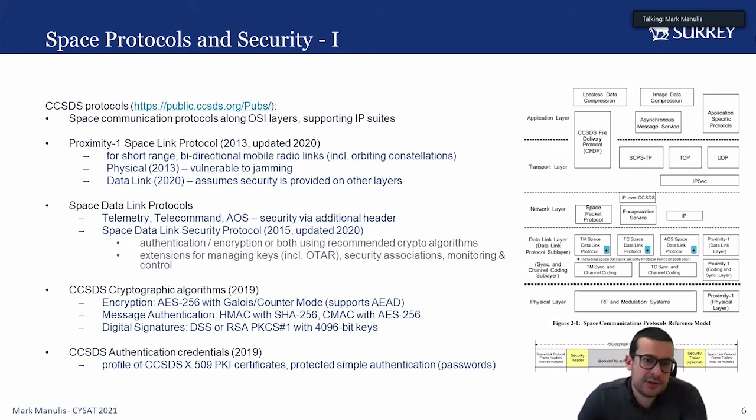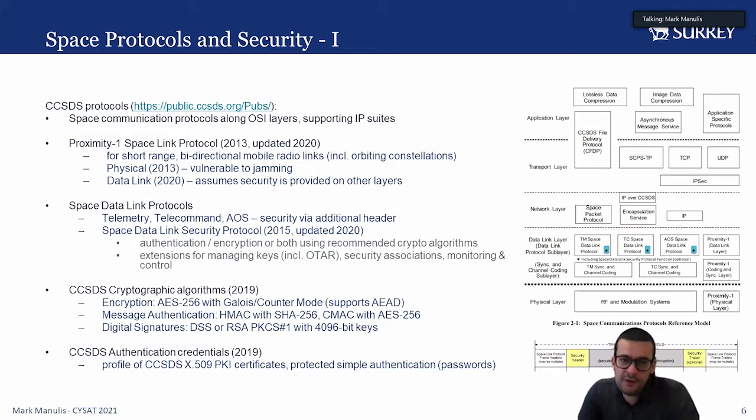So the second set of protocols is the space data link protocols. And these are protocols to basically enable TT&C communication. And these protocols were kind of designed with security in mind, where security is supposed to be provided through an additional header. And this header is described in the Space Data Link Security Protocol, which was published first in 2015 and updated last year. And in that protocol, there is a clear provision for authentication and encryption, as well as the set of recommended cryptographic algorithms to achieve this property. But also, they have provision for the managing of keys, like over-the-air rekeying and so on, security associations, as well as the control channel for maintaining this data link security protocol.